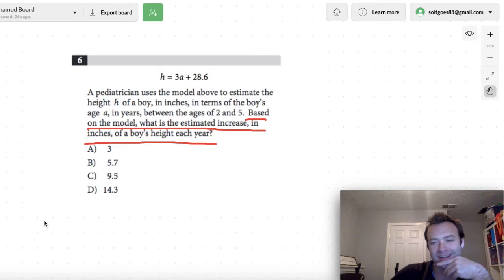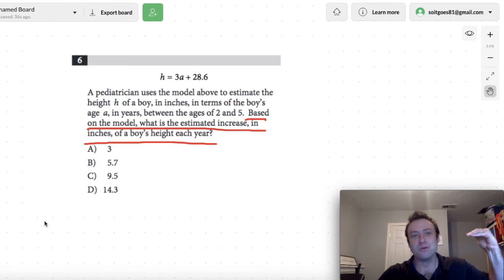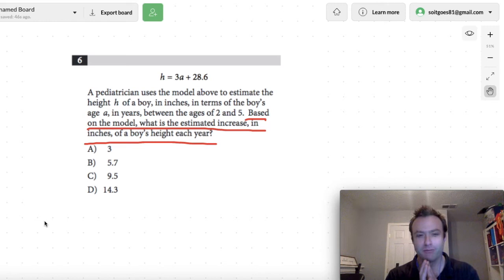Okay. Do you have any concept of how much kids grow every year, especially little kids between the ages of 2 and 5? No. Okay. Well, a very small amount. But how much is it? Probably not 14.3 inches. And thank God in heaven above that they don't grow 14.3 inches per year, right?